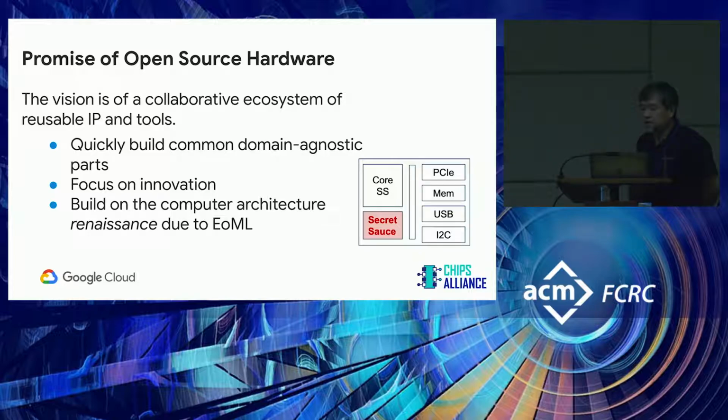Our vision here is that if you're able to quickly build the domain agnostic parts of your designs, your SOCs and things, and really focus on where your innovation comes from, your quote unquote secret sauce, it helps everybody. And I think we've heard from many people today about that possibility. And so this is our hope to be able to build on the computer architecture renaissance that's due to the end of Moore's Law that's coming about.